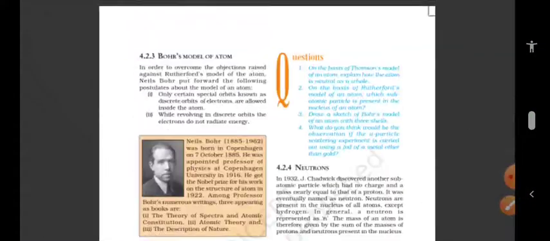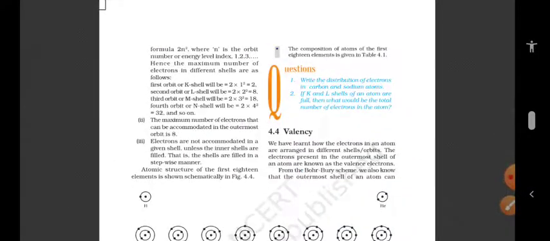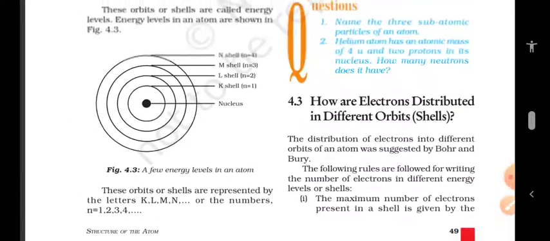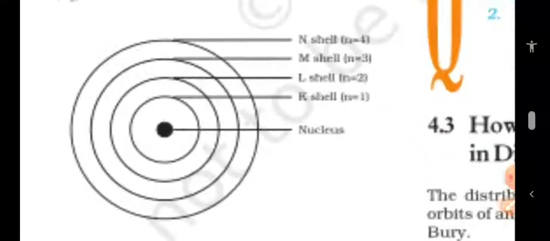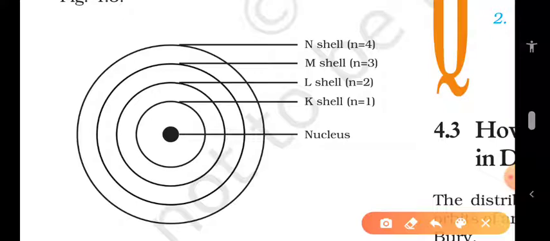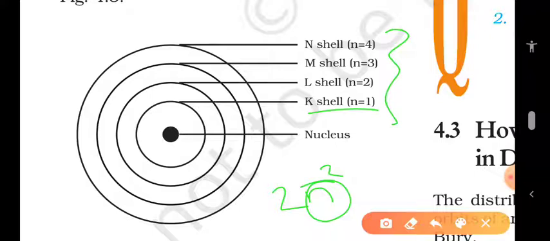Now let us understand this. So I told you one formula just now, 2n square. Here what is n? For K shell n is equal to 1. This is default. By default it will not change. For K shell n is equal to 1. For L shell n is equal to 2. For M shell n is equal to 3. For N shell n is equal to 4.